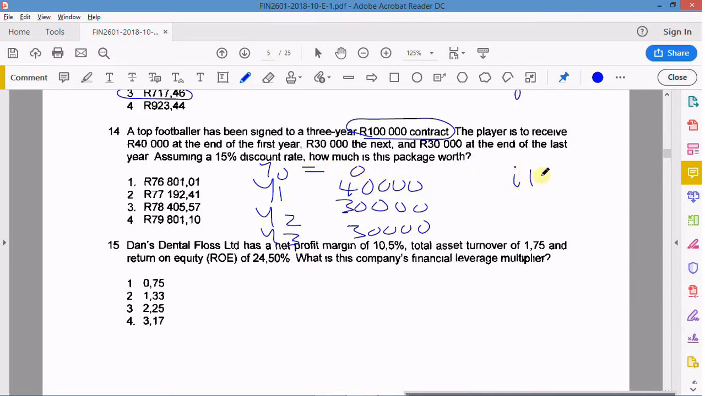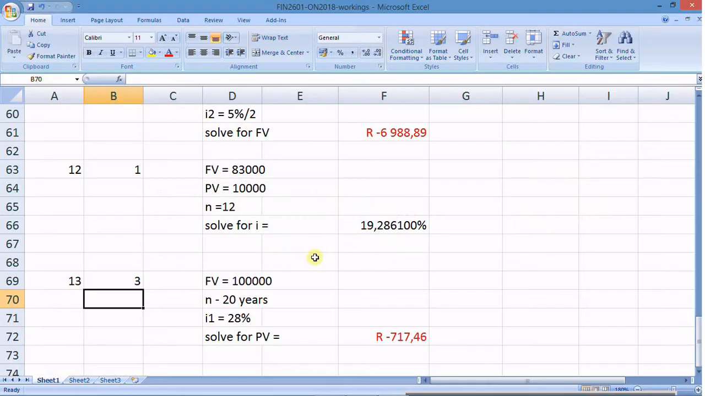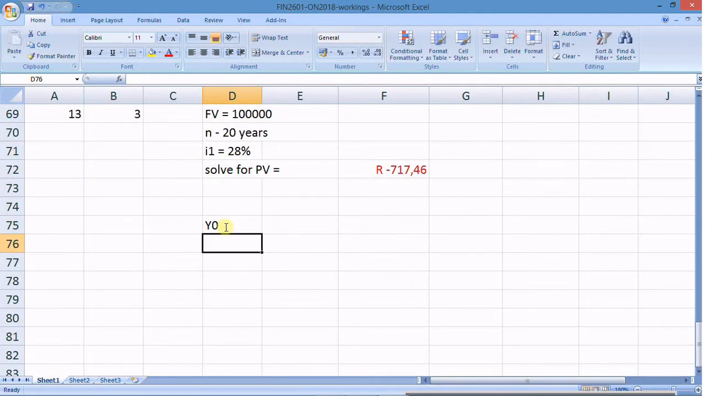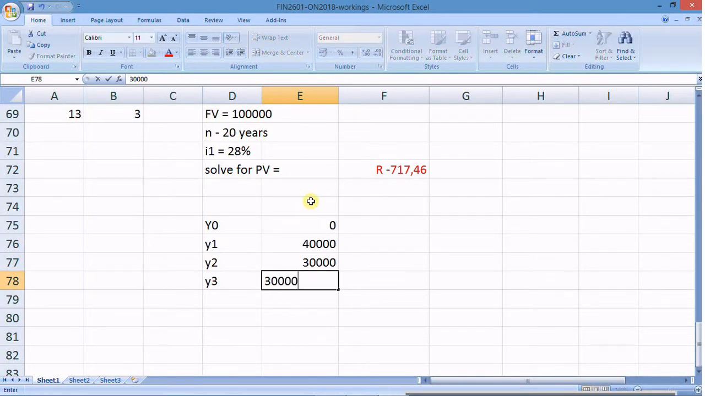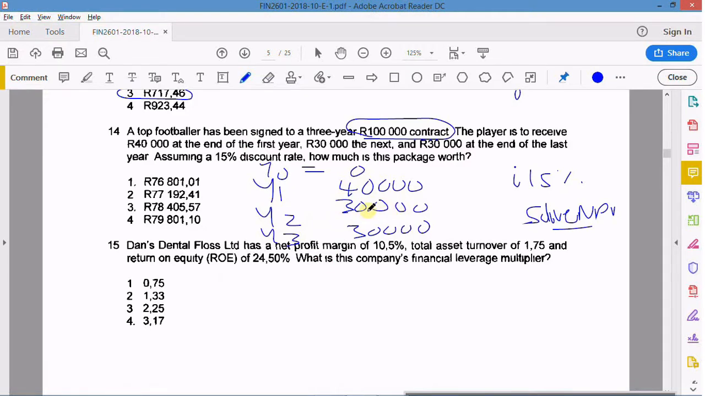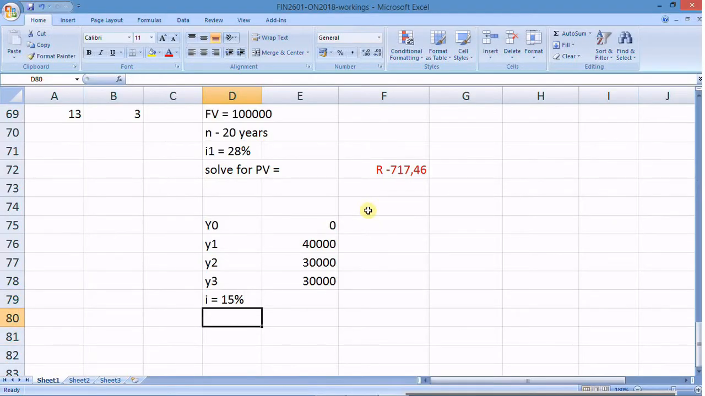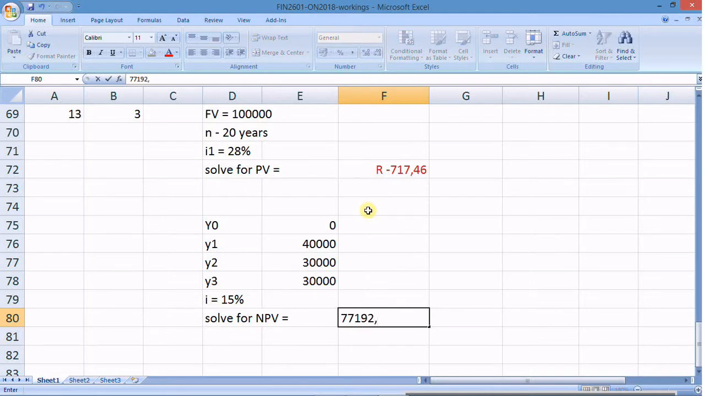15% will be your I, and then you solve for net present value. We're using the shortcuts, so zero is going to be 0. Yes, always. Year one is 40, 30, 30. Then I equals the ratio was 15% discount rate. So I got solve for NPV. 77,192.405. Is that there? Yes. 405. So it goes to that one. 77,192. Yes. Easy, hey? That is easy.